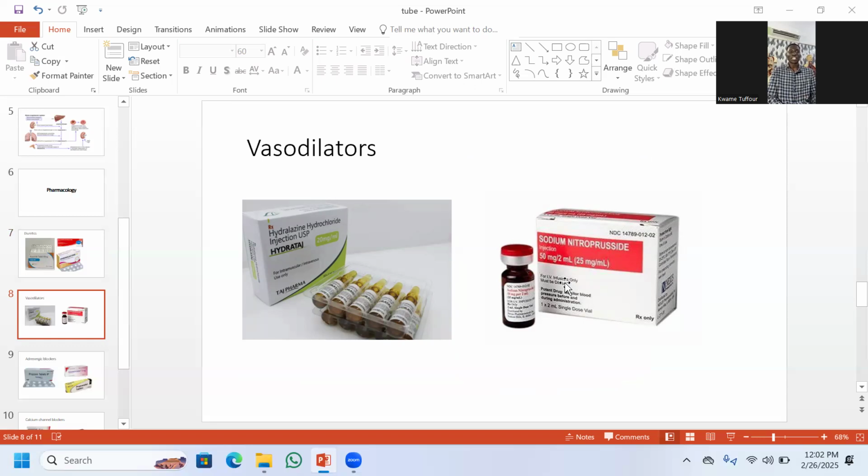We have vasodilators, as we have said. For vasodilators, as the name implies, they work by dilating the blood vessels, opening up the blood vessels. And remember that when we open up the blood vessels, we have created so much space for blood to flow. So the peripheral resistance will reduce. And once we are able to reduce the peripheral resistance, we know that it has a direct influence on the blood pressure. Therefore, the BP will also reduce. Examples are hydralazine and sodium nitroprusside.